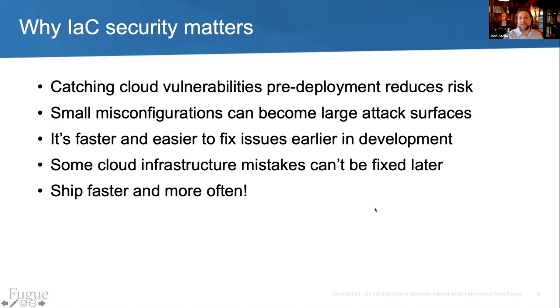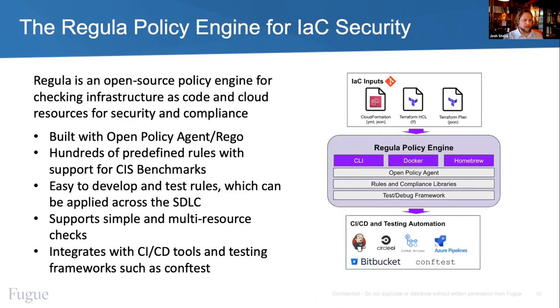And some of these things can't be fixed later. If you're talking about encrypting volumes or databases, they have to be encrypted at instantiation, at creation time. You can't go back and turn that on. In some cases you can, but in many you can't. And so this leads you to being able to ship faster and frequently.